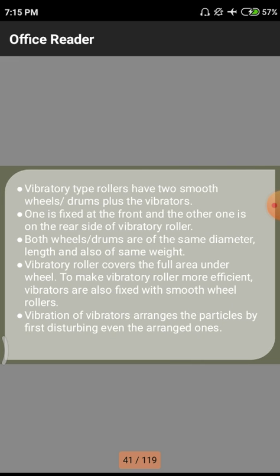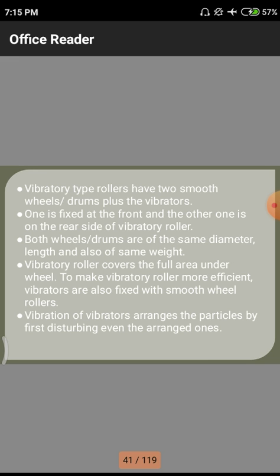Second point, one is fixed at the point and the other one is simply the vibratory roller. That means one end is fixed, the other one is simply moving. If two ends are moving, there may be no chance of moving the vehicle in a proper way, such that one end is fixed to the point and the other end is simply moving, so that vibrations are maintained at proper intervals and a particular span.